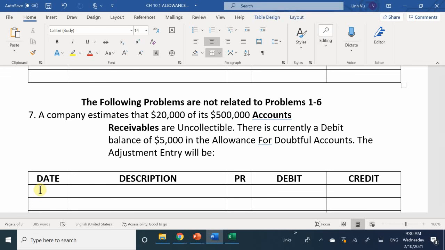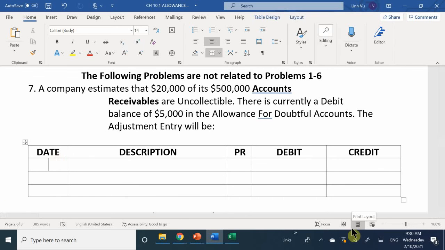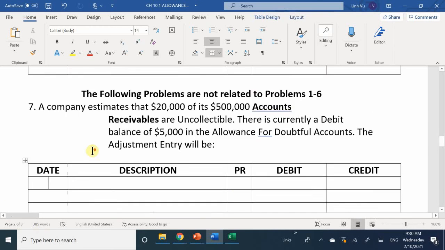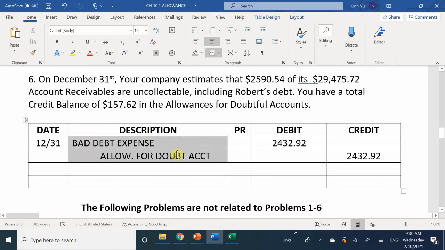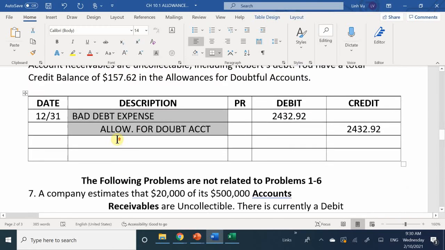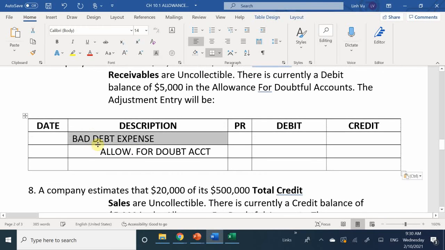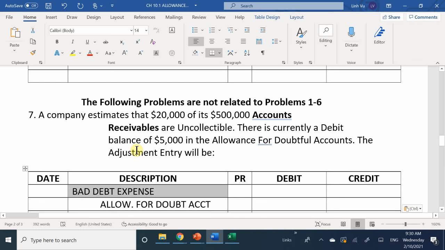Bad debt expense, and then allowance for doubtful accounts. Good. I'm just going to go ahead and copy it from up here. Okay. And here you go. All right. And then what is going to be the amount that you're going to place in here? 25,000. So how did you figure that out? Because we have an estimate of 20,000 and a debit balance of 5,000. You have to add it together. Good.